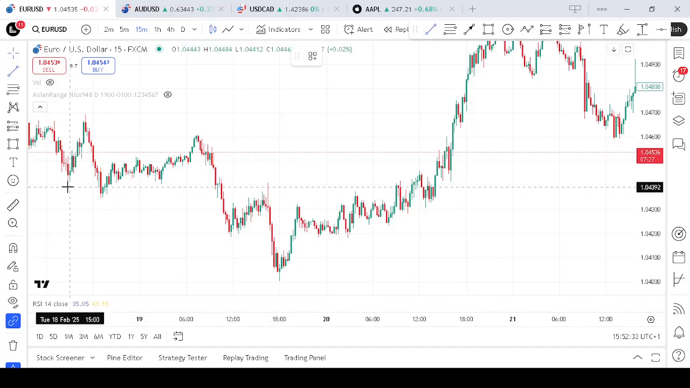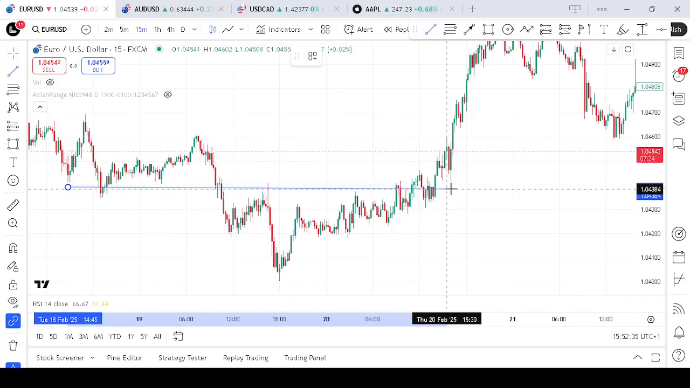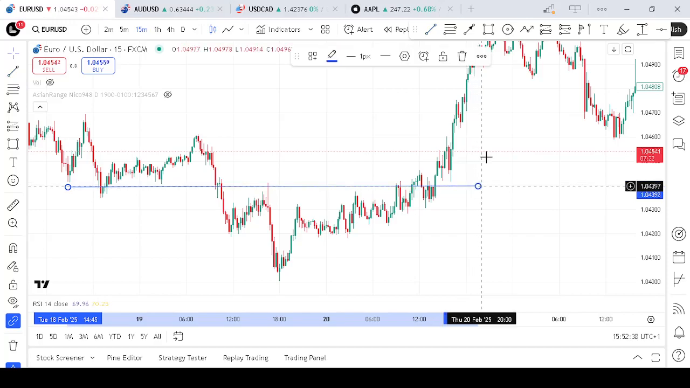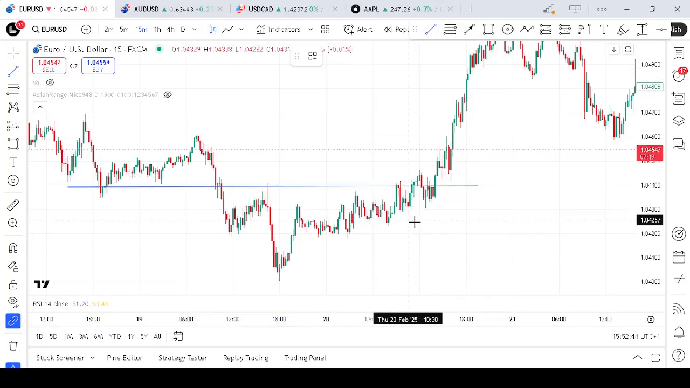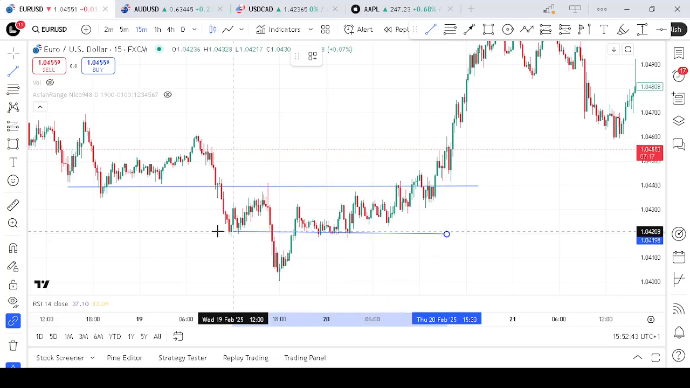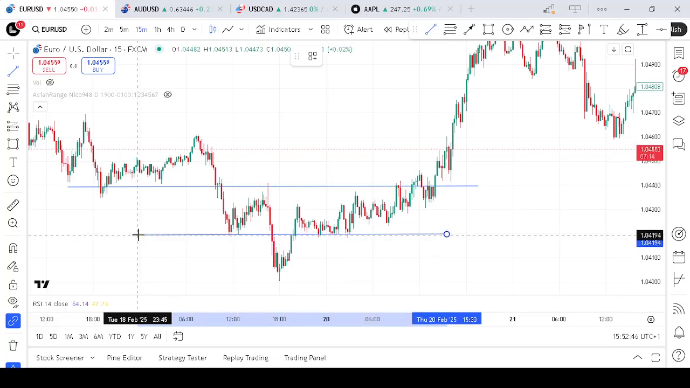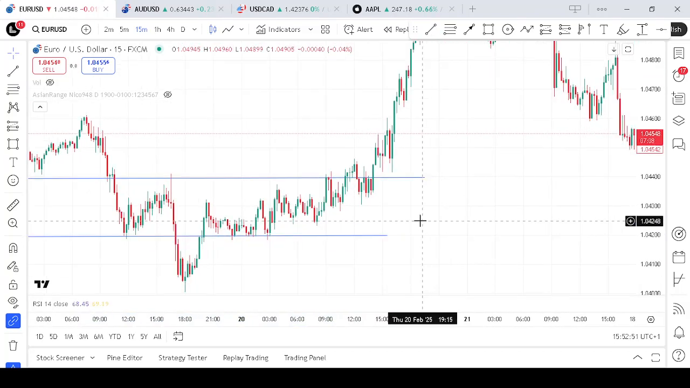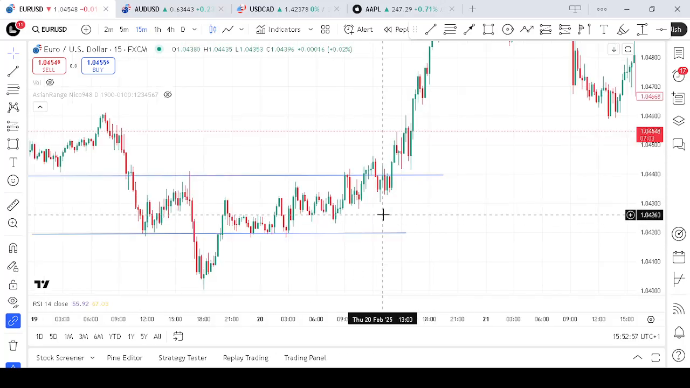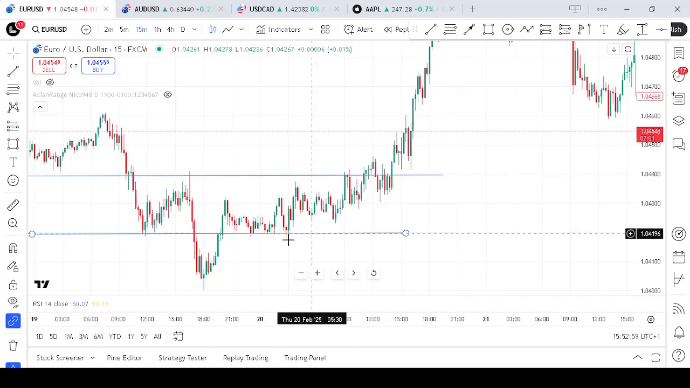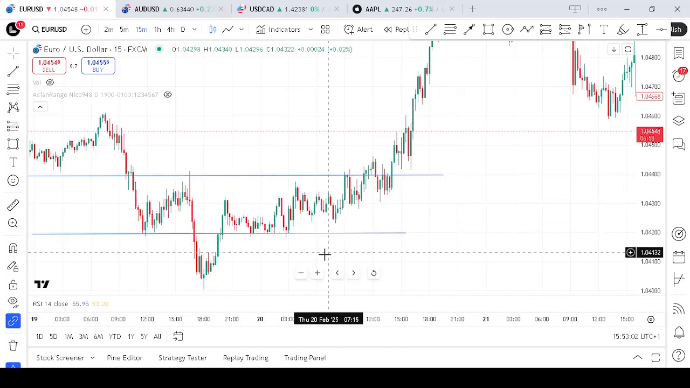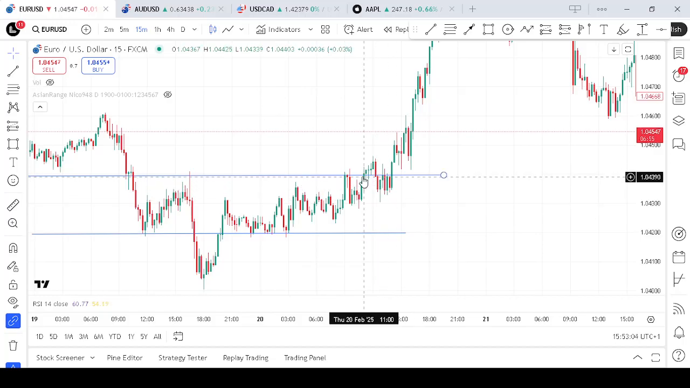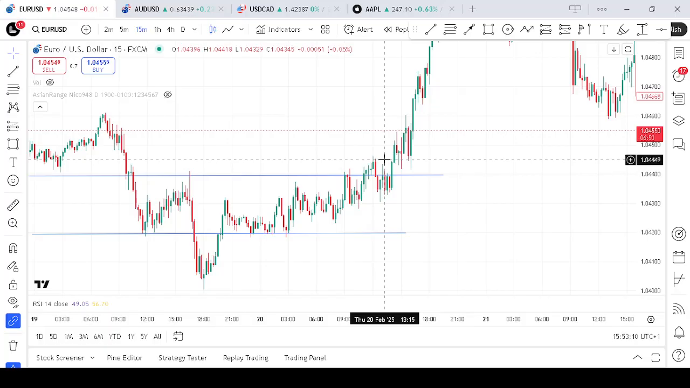This is a former support turned resistance, while this is a support. As we can see, price is struggling to break this area. So how do we implement the breakout strategy? We can implement this strategy by identifying the strong resistance and strong support levels. We wait for price to approach these levels. We look for a decisive break of these levels, preferably with increased volume.